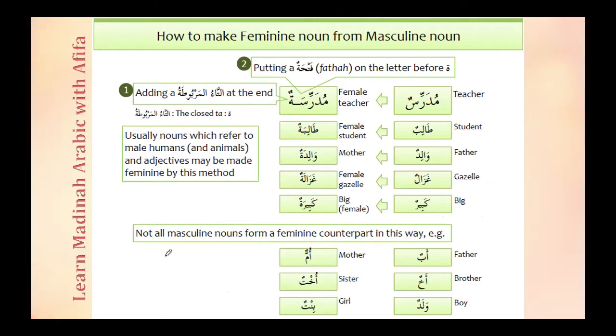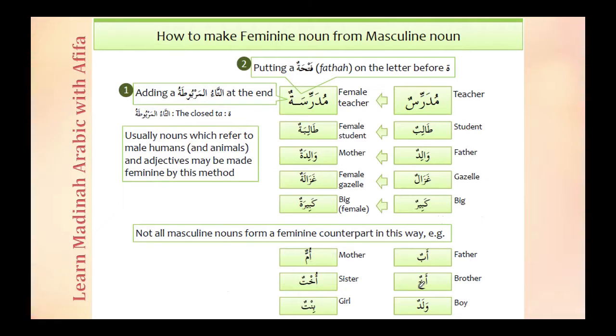Okay, now we're going to talk about more ways words can be feminine. This word doesn't have a ta marbuta at the end, ummun. It doesn't have a ta marbuta, but by its nature, this word has to be feminine. It's a mother. So ummun is mother.